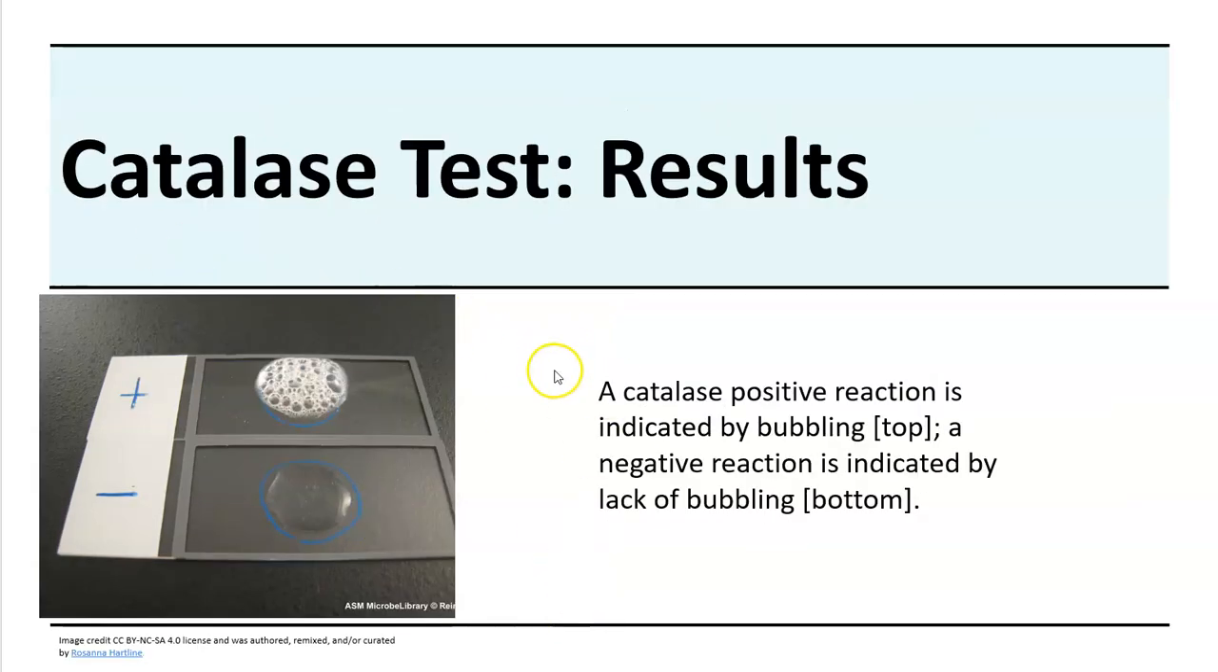And then we just have another slide here discussing the results too. Again, the bubbling will occur instantly, and if it bubbles, that's positive for the catalase enzyme. Bacteria are able to neutralize hydrogen peroxide and are likely aerobic. If the catalase enzyme is not present, we will not see bubbling, indicating that the bacteria are likely anaerobic, meaning they typically don't thrive in oxygenated environments, and they lack the catalase enzyme.